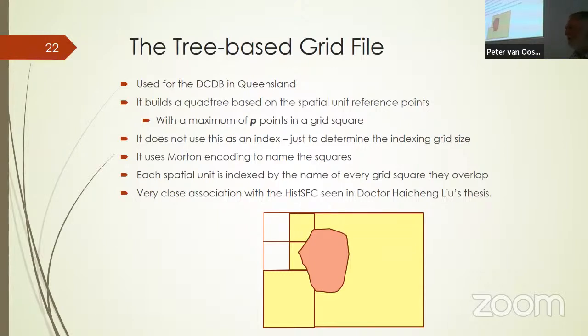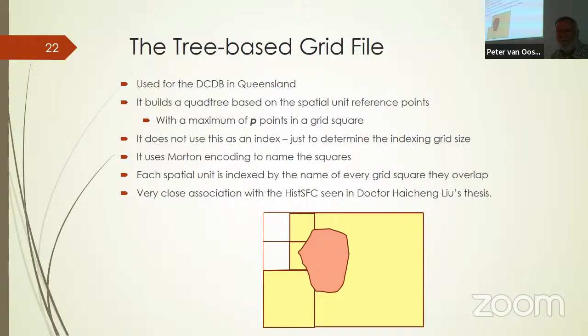The reason I'm bringing this up today is that it's very closely related to the work that Haicheng was doing on the field, the first level index anyway. The history area, yes. Basically, it builds a quad tree based on a first cut through the database, and it just subdivides the quad tree down until there are n parcel reference points in each index level. So in the cities, there'll be a lot more index levels than there are out in the districts and even the regional areas.